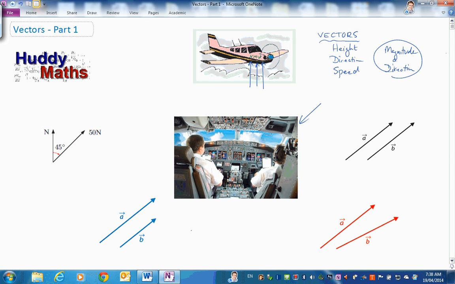Uh-oh. No, I don't think so. Looks like it comes from a bigger one. I don't think that would ever fit in that little plane, would it? The whole thing's bigger than the plane.